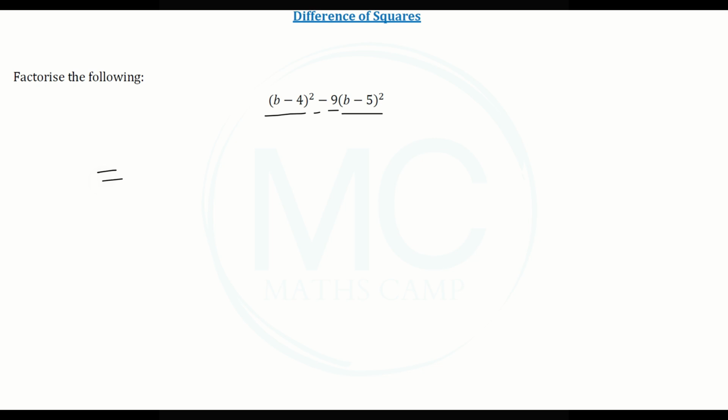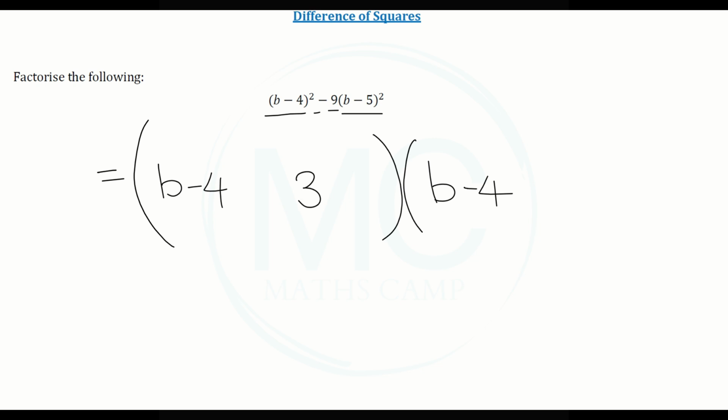So let's put in an equal sign, and I'm going to open a big bracket. The square root of b minus 4 squared is simply b minus 4. I can say b minus 4. And then in my second big bracket, b minus 4. The square root of 9 is 3. Put 3 over here and 3 over here.